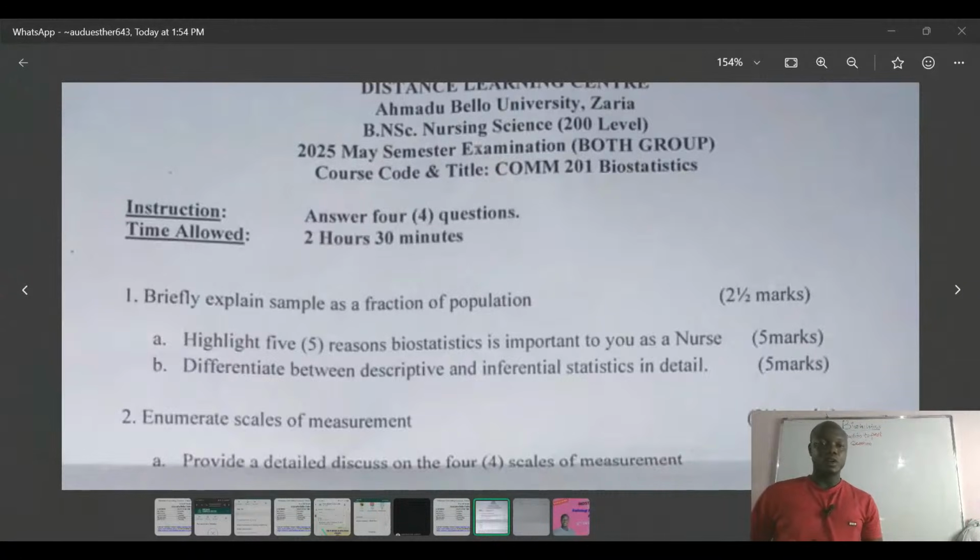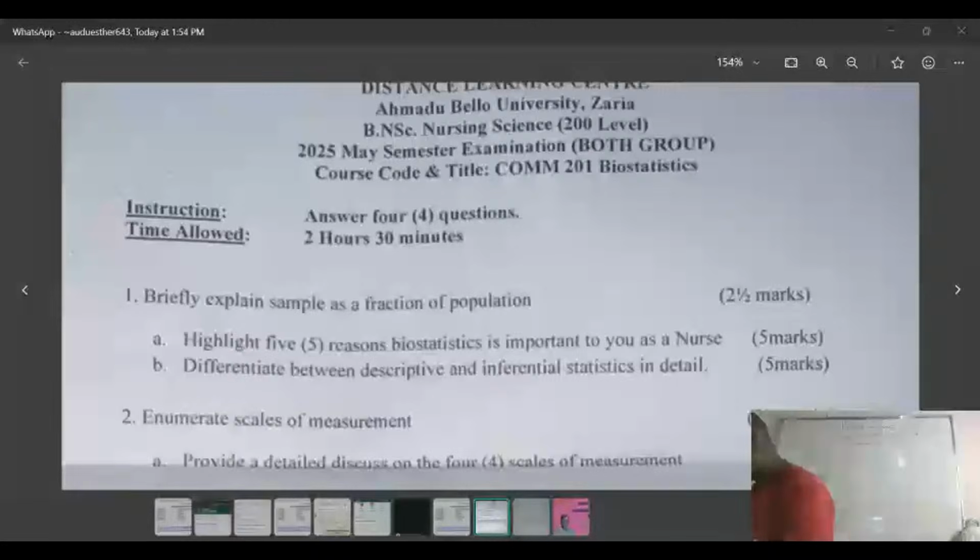So you see, question one says, briefly explain sample as a fraction of a population. So let me start. What do you understand by sample? That is the first thing to start with. What is sampling?